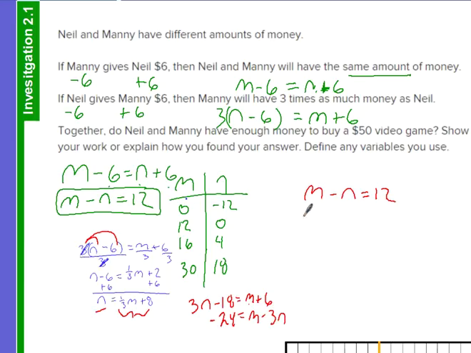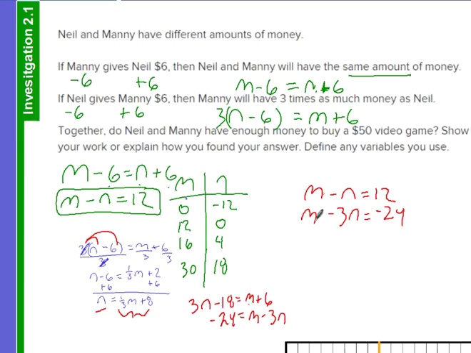Negative 24 is equal to m minus 3n. Okay, so I'm going to write this over here. M minus 3n is equal to negative 24. And for the elimination method to work, I need to eliminate one of the variables. To eliminate variables, I need to have opposites.